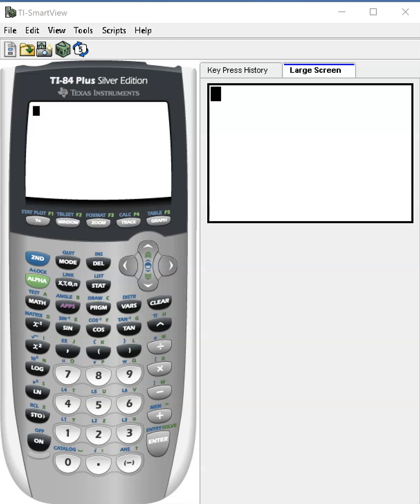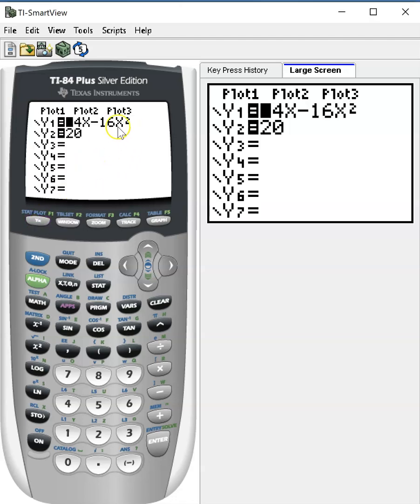Okay, in this video we're going to talk about how to use graphing to solve a quadratic equation. What we're going to do first is go into y equals and plug in whatever our equation is. For this one I have 64x minus 16x squared, and I want to know where that equation is equal to 20. So I put the 20 in the second equation for y equals.